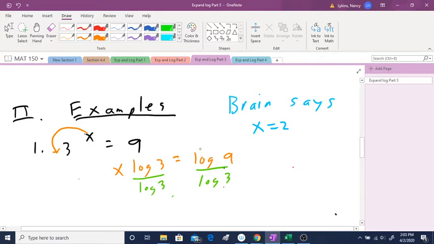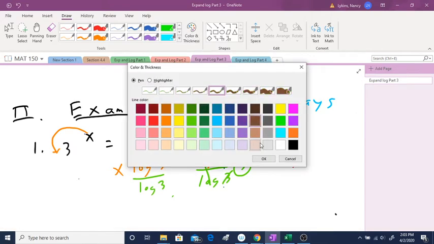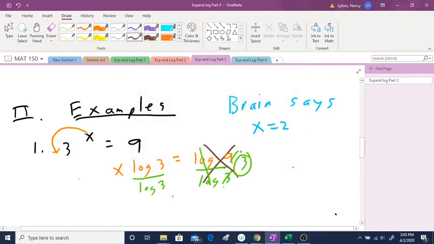Now, we're not going to say the logs cancel each other out, 3 goes into 9 3 times, that's your answer. This right here is not how you do it.